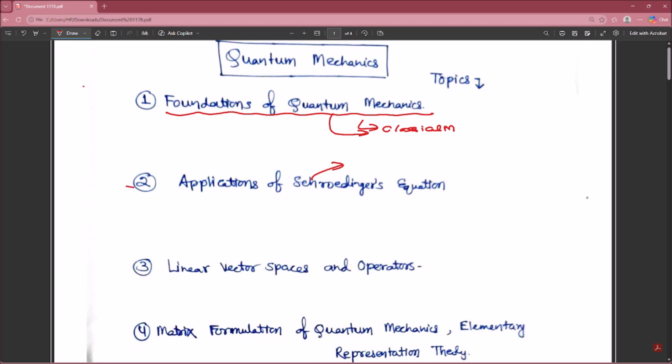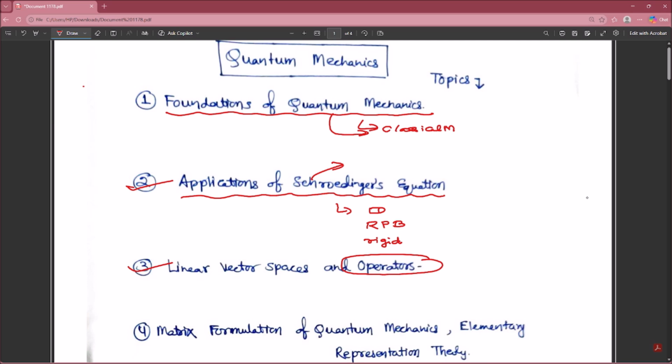The second topic is the application of the Schrodinger equation, where we will see the different applications of the Schrodinger equation in the 1D box, in the rectangular potential barrier, then the rigid rotator, their eigenvalues, then eigen operators, and their solutions.